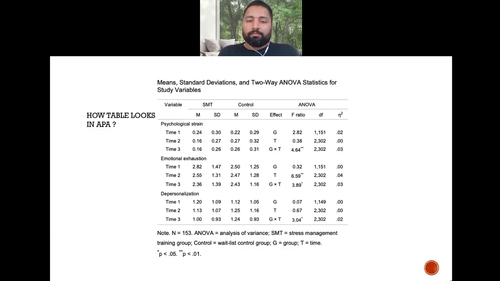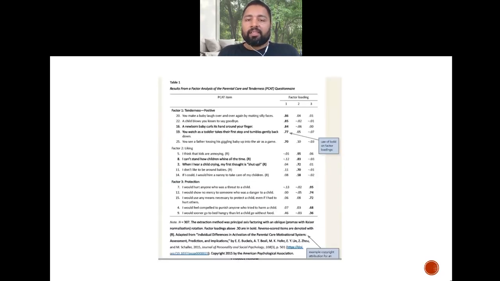And again, the factor loading is most commonly used by commerce and management researchers. The factor loading can be shown in bold. And in the notes, you can also give the total number of samples, and if you adopted some variables or constructs from other authors, that adaptation has to be given. So copyright has to be given.